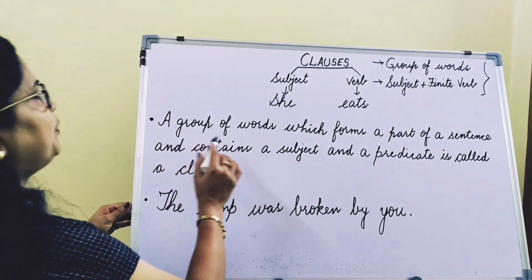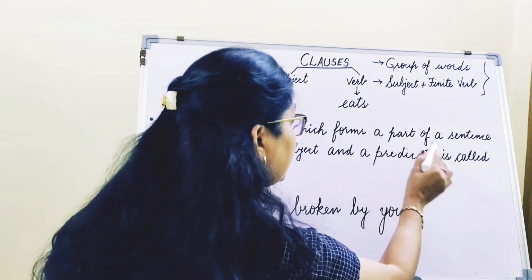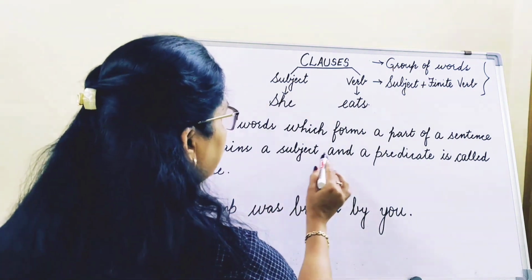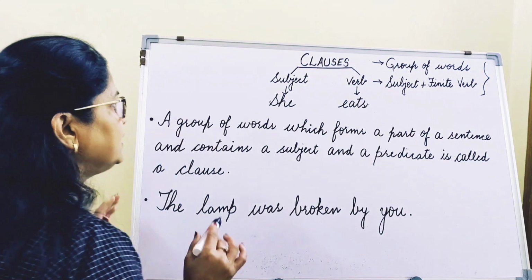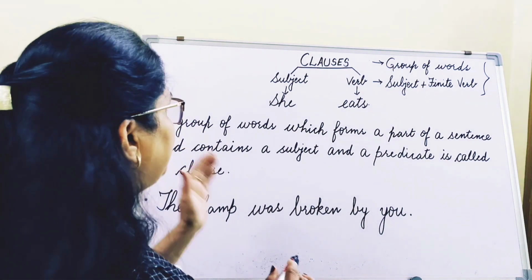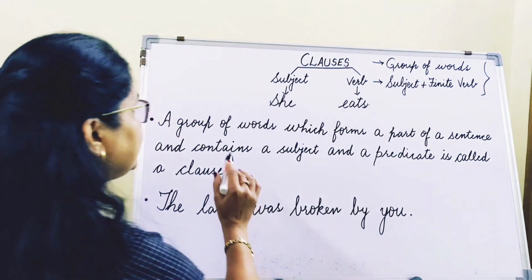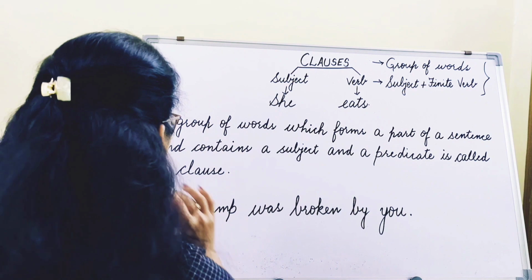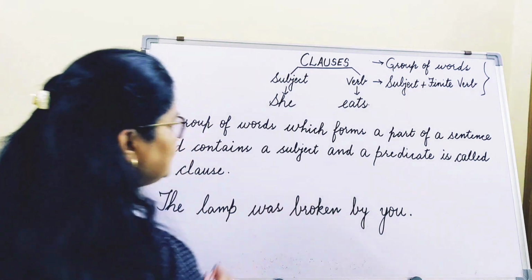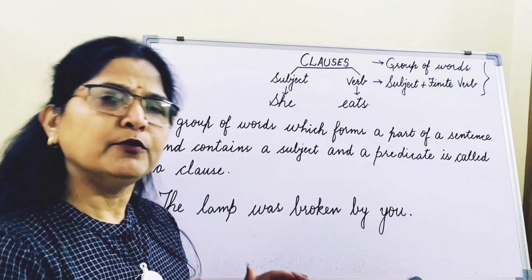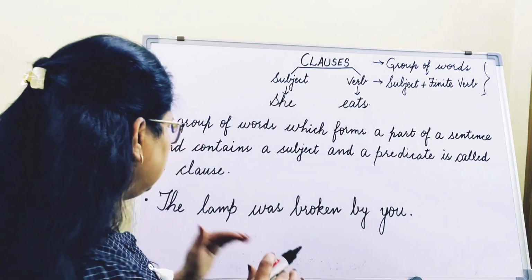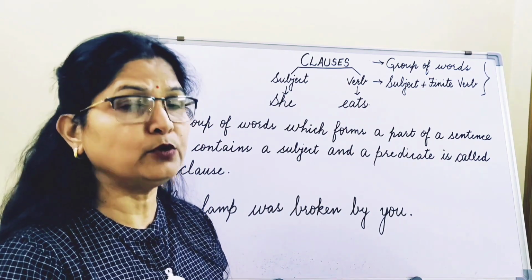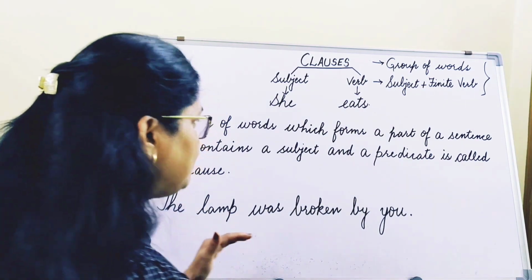A clause is a group of words which forms a part of a sentence, and contains a subject and a predicate is called a clause. Okay, now you see, the lamp was broken by you. This is a sentence which gives you a complete meaning. If you see, the lamp was broken by you means lamp tumne tod diya, ya lamp tumhare dwara toda gaya. Alright, so the lamp was broken by you.